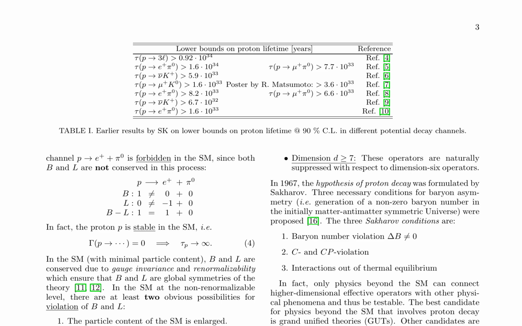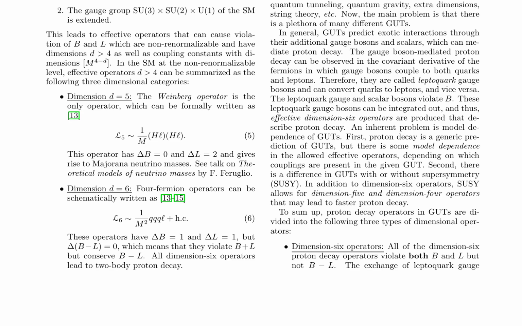The research paper discusses the proton lifetime in the context of grand unified theories, GUTs. It begins by presenting lower bounds on proton lifetime in different decay channels, highlighting the importance of baryon number, B, and lepton number, L, conservation in the Standard Model, SM. The paper then delves into the concept of effective operators, explaining how GUTs predict exotic interactions through additional gauge bosons and scalars, which can mediate proton decay.